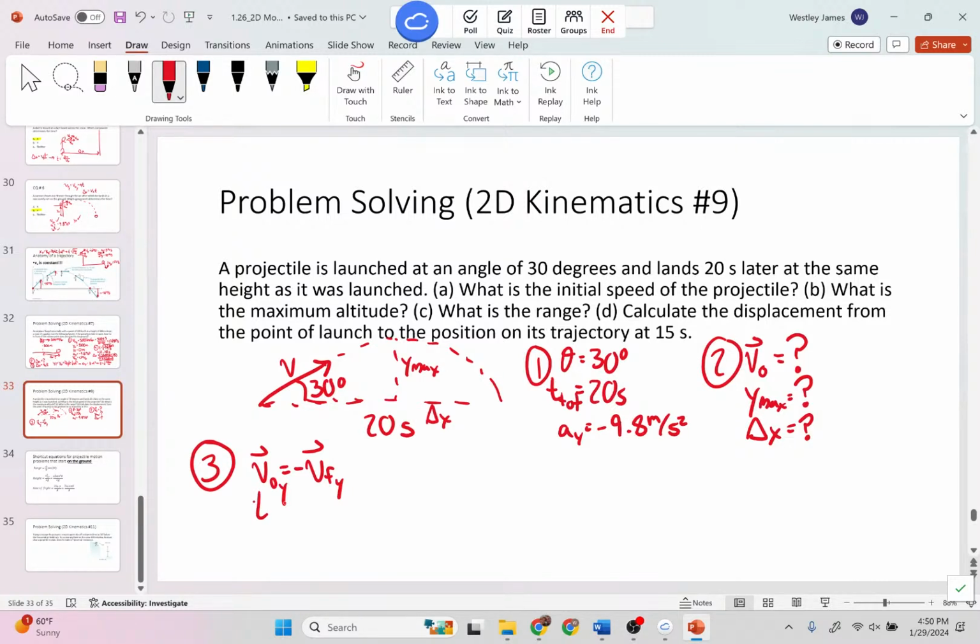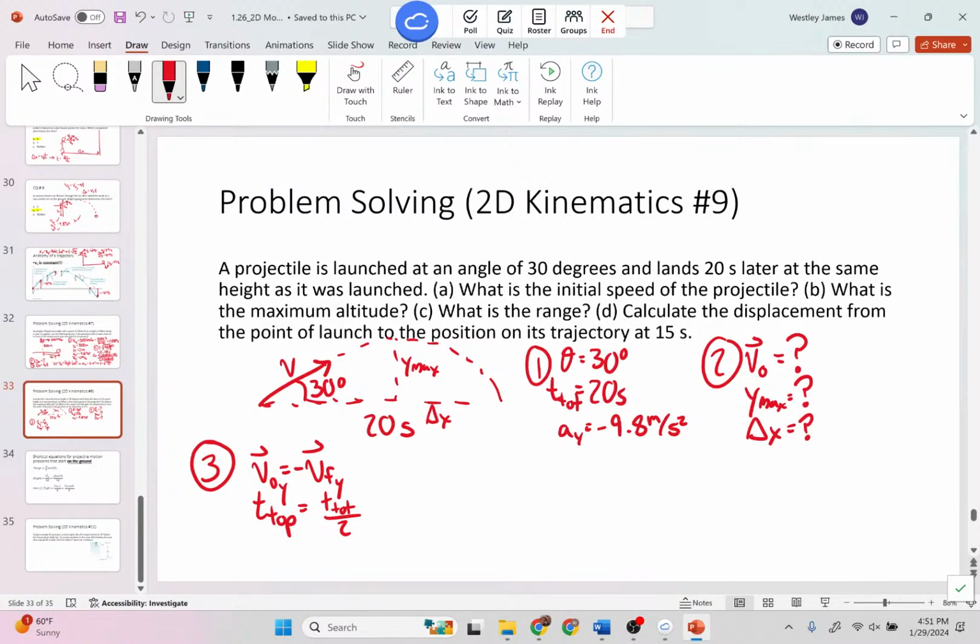We know that the time to the top equals half the total time, t total divided by 2. The time to the highest point is half of the total time because of that symmetry. It returns to the same point. Same thing: if I toss something straight up, the time to the top is the same as the time to the bottom. So time to the top plus time to the bottom equals the total time.